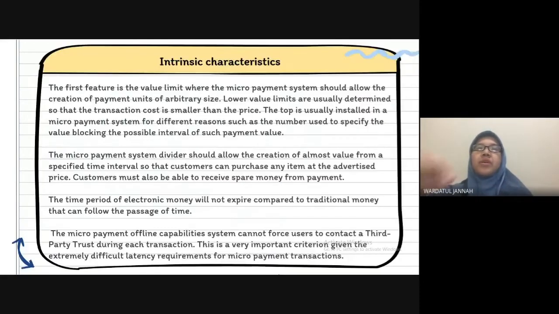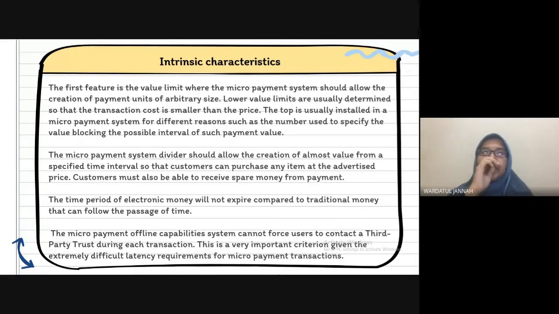Intrinsic characteristics. The first feature is the value limit, where the micropayment system should allow the transaction of payment units of arbitrary size. Lower value limits are usually determined so that the transaction cost is smaller than the price. The top is usually installed in the micropayment system for different reasons, such as the number used to specify the value backing of the flexible internet, such as payment value.